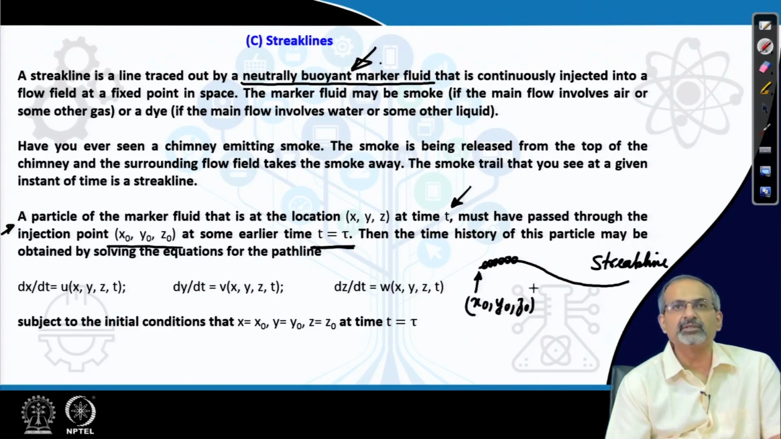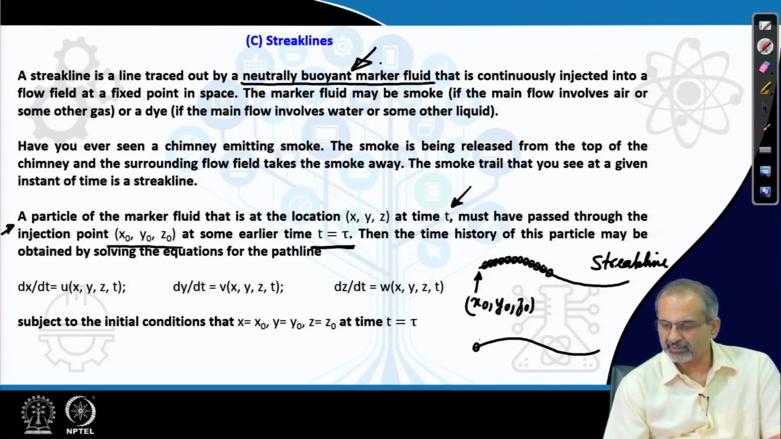Particles are being continuously released, and they are following one after the other this particular line which we are calling the streak line. While the path line was what? Path line was a single fluid element. We followed it all along as it traveled. So, here it is a collection of particles and their trajectory. Here it is a single particle and its trajectory.